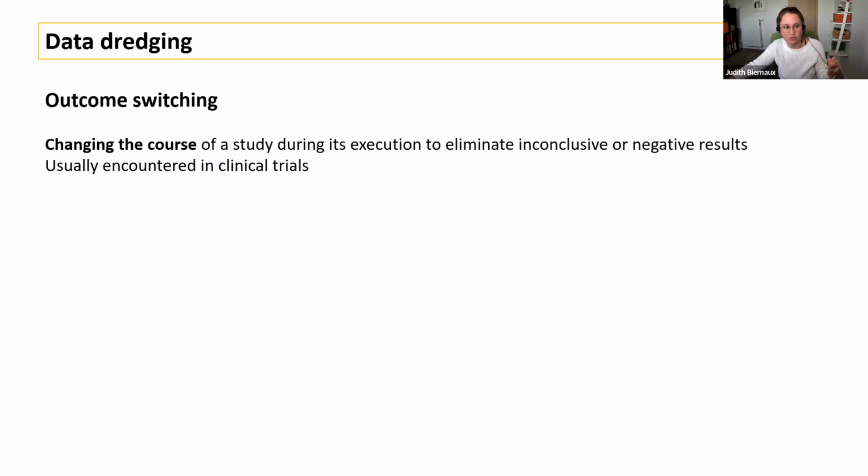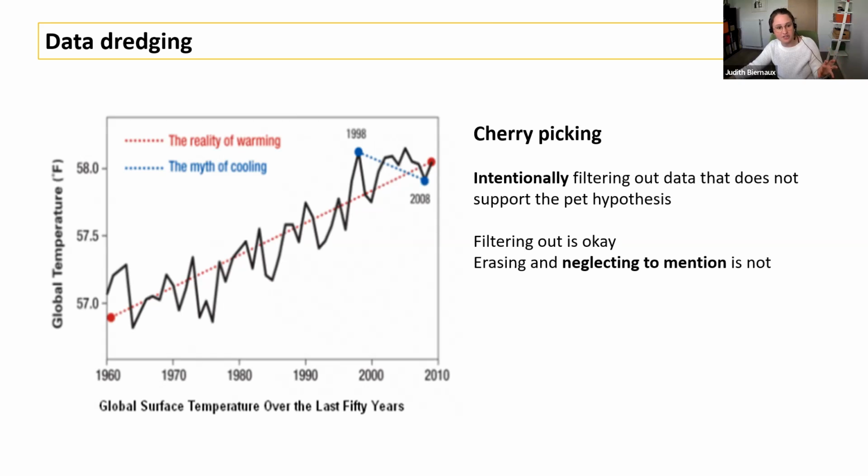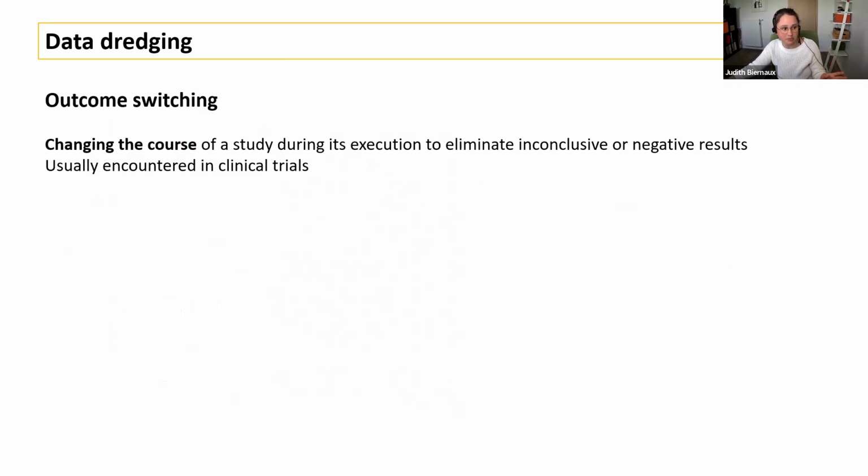So cherry picking, oops, sorry. Filtering out is okay. Neglecting to mention that you have filtered out data is not. Makes sense, right? That's filtering out, that's cherry picking.